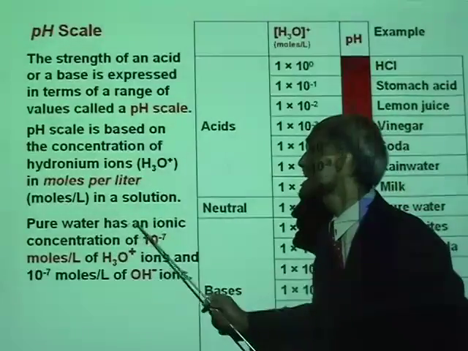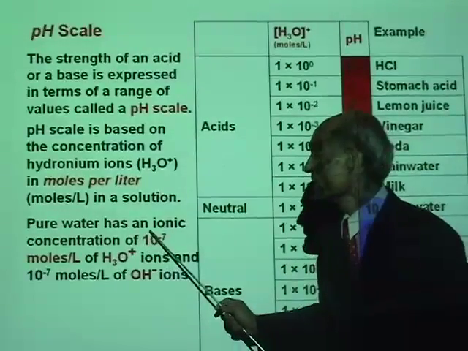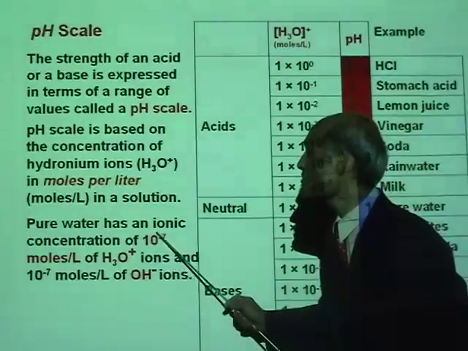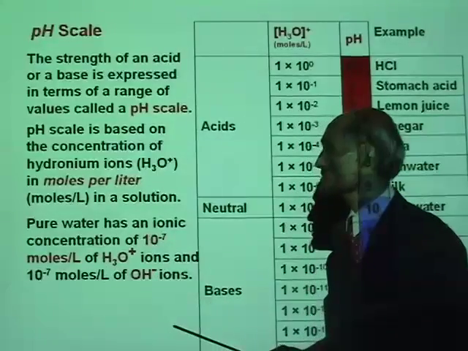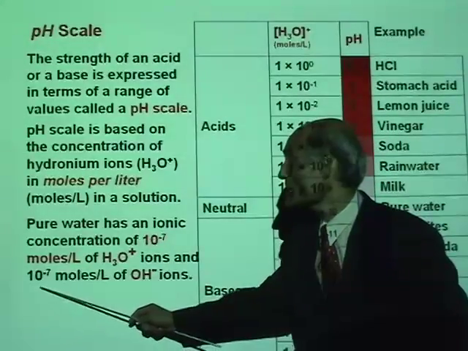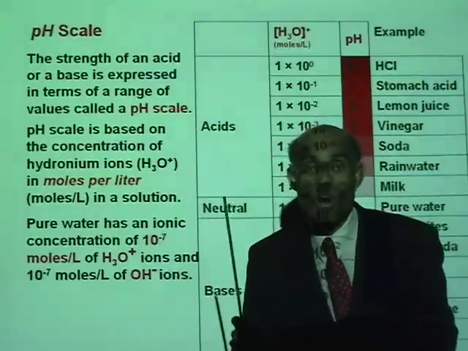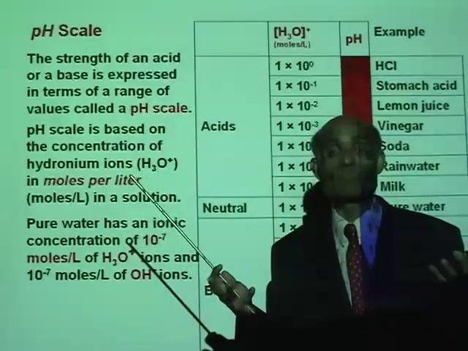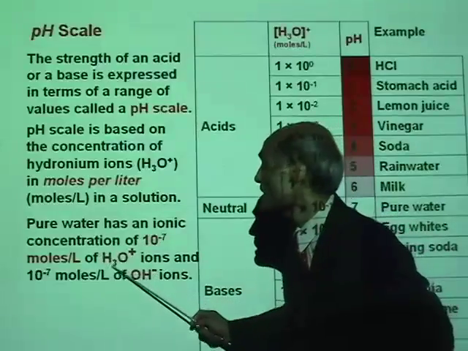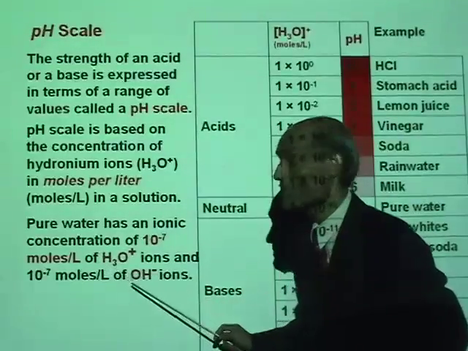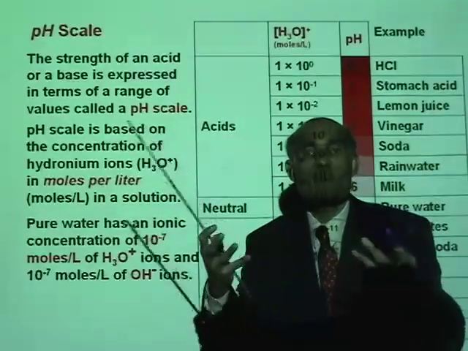Now here is the description of that pH scale completely. Pure water has an ionic concentration of, what's this number? 10 to the power of -7 moles per liter of hydronium ions, and 10 to the power of -7 moles per liter of OH negative. So pure water is neutral. It is neither acidic nor basic. In other words, it has equal amounts of hydronium and OH negative ions.